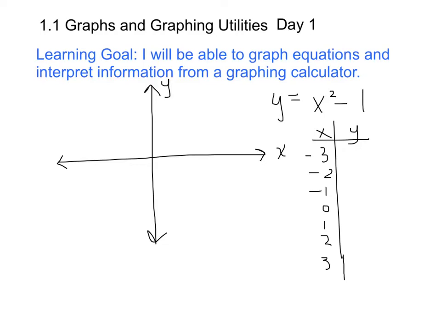So if x is -3, we would get 8. If x is -2, we would get 3. If x is -1, we would get 0. If x is 0, we would get -1. If x is 1, we would get 0. 2 would be 3. And if you notice, our y values repeat again. So then from there, you'll just graph and you plot the different points.